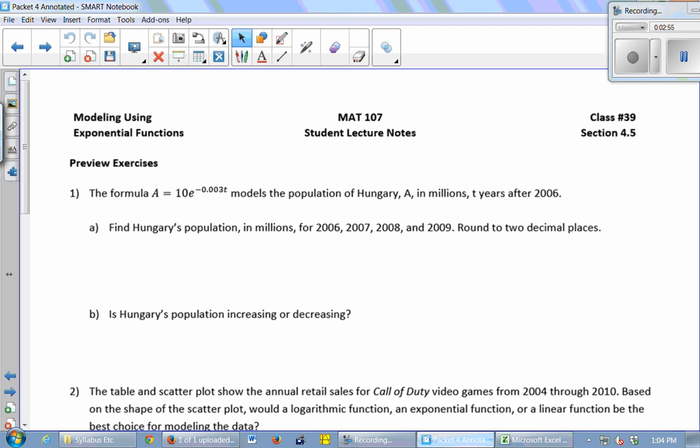Okay, so let's go through some of these preview exercises together so we can remind ourselves of important concepts that we're going to use today. So I have a formula, A equals 10e to the negative 0.003t, and it models the population of Hungary, which we're going to call A, t years after 2006.